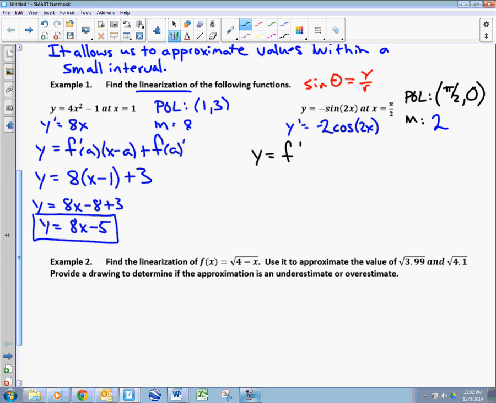y equals f prime of a times x minus a plus f of a. Y equals f prime of a, 2, times x minus, what is a? Pi over 2. What is f of a?